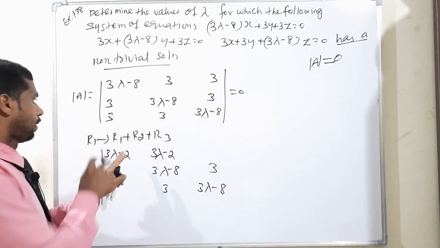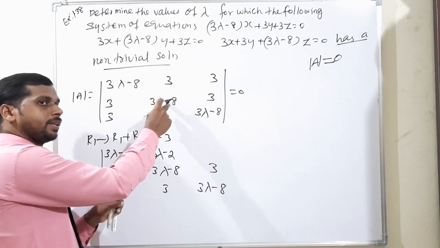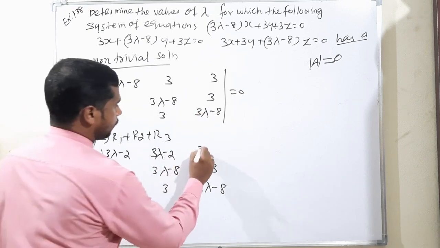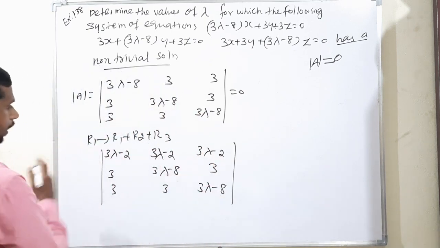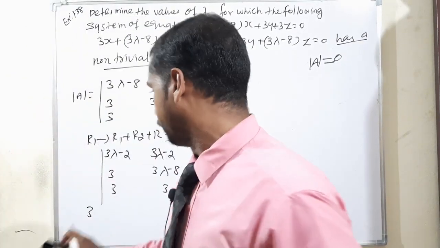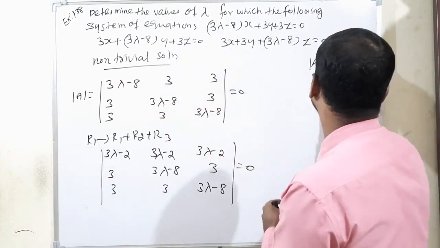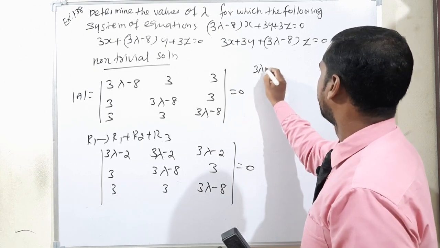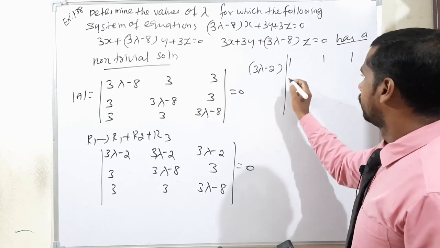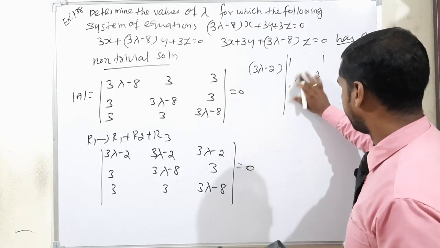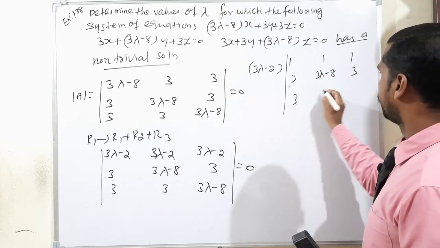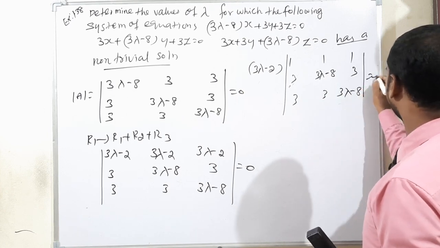Look there, R1 plus R2 plus R3 again: 3 plus 3, 6, 6 minus 8, minus 2, so 3 lambda minus 2. Here also 3 plus 3, 6, 6 minus 8, minus 2, so 3 lambda minus 2. This is equal to 0. Take 3 lambda minus 2 common outside, leaving 1, 1, 1, then 3, 3 lambda minus 8, 3, and 3, 3, 3 lambda minus 8, equal to 0.